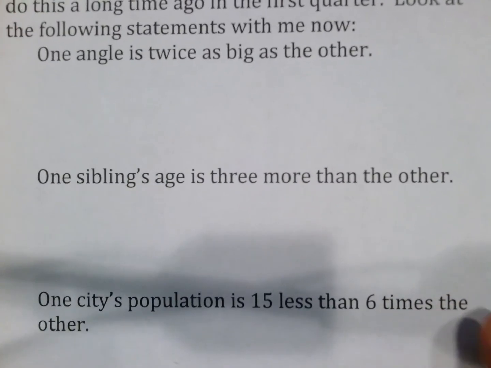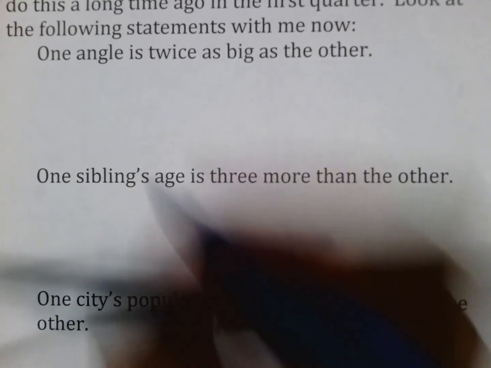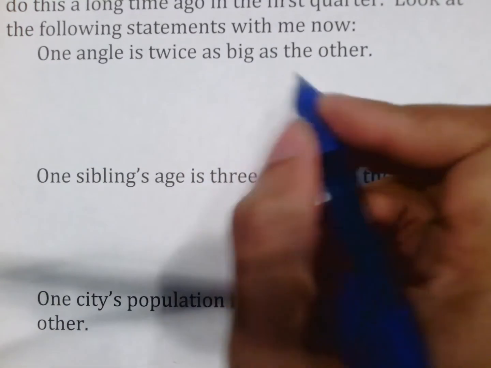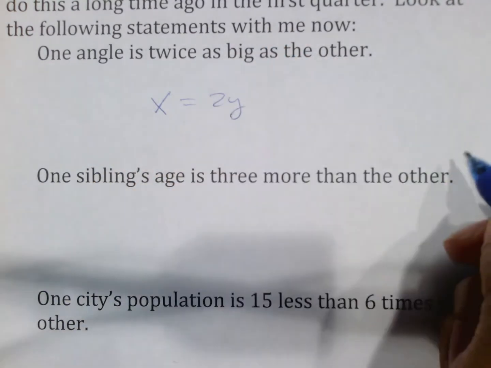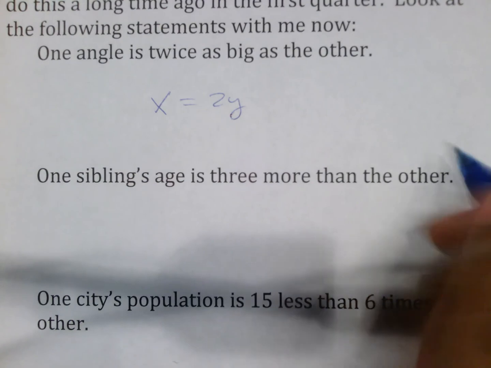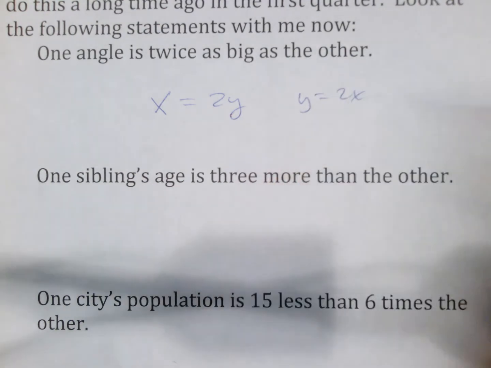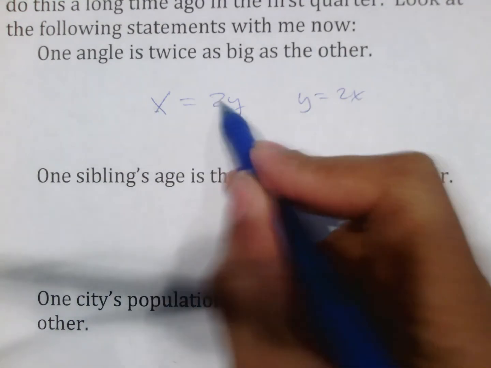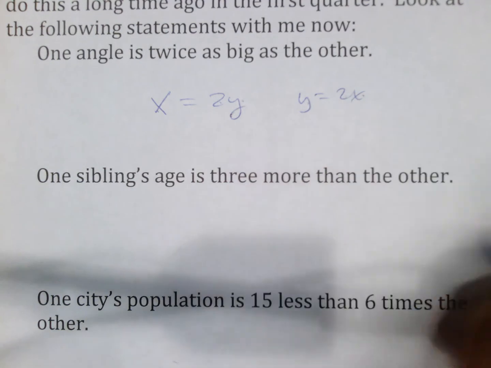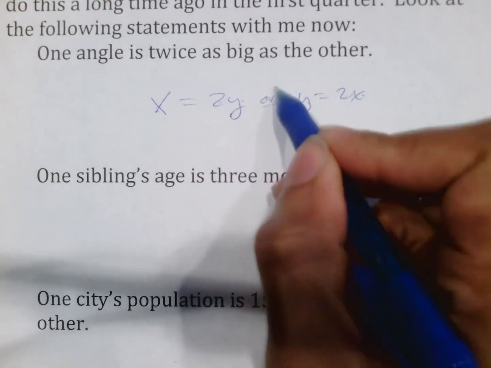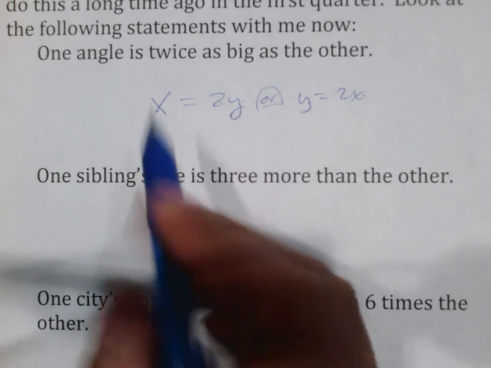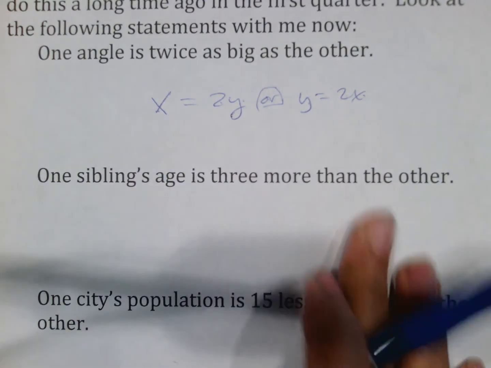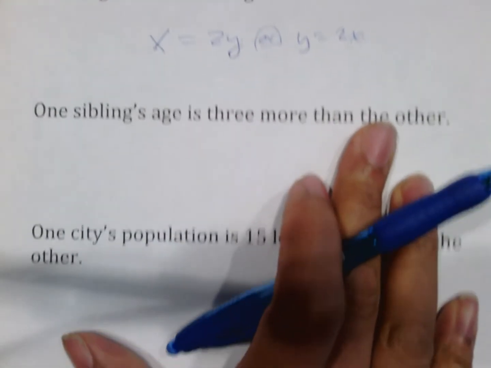So a statement like one angle is twice as big as the other. What we would do is say x, which would be one angle, equals 2 times y. It doesn't matter if you put x equals 2y or y equals 2x. Just notice that this is equal to 2 times that, this is equal to 2 times that. Either one of those two things works. Just pick whatever your style is and go with it. Because I usually put x first, I just always put x equals because it's easier for me that way.